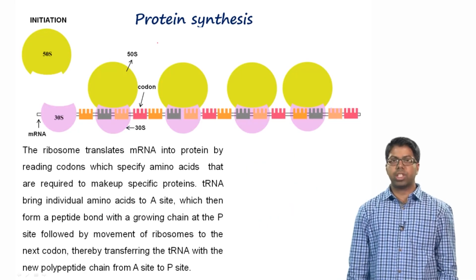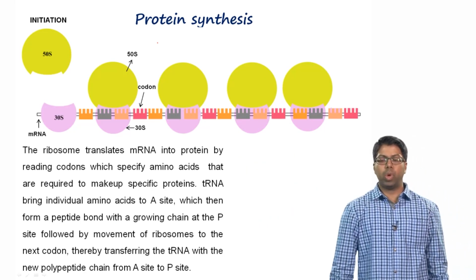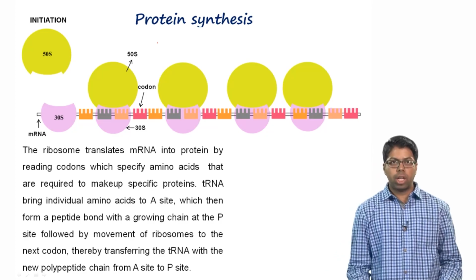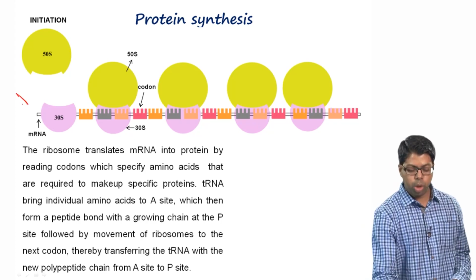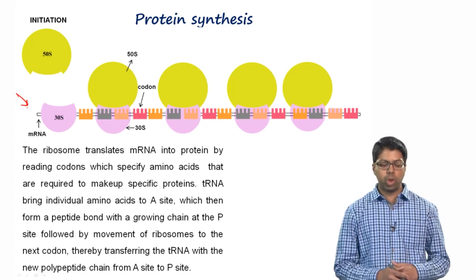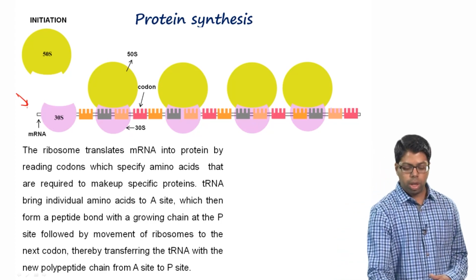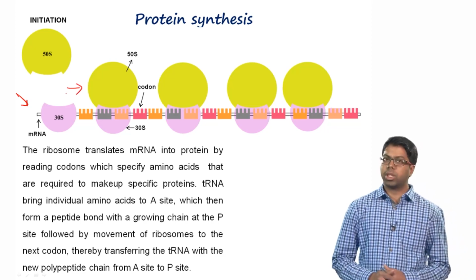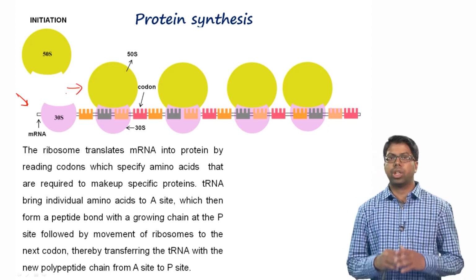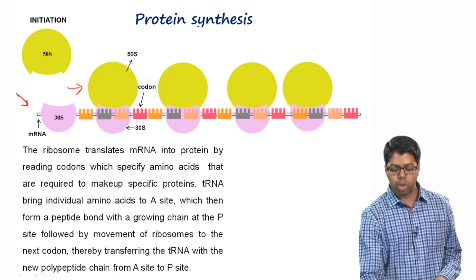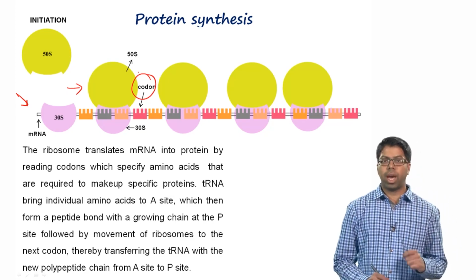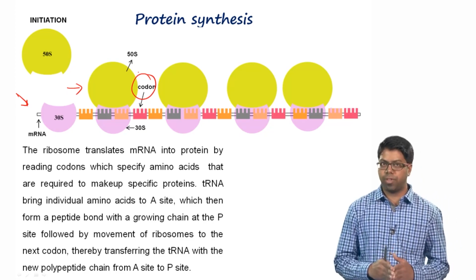Initiation of protein synthesis begins with the binding of formyl methionine tRNA to the start codon present in the mRNA already bound to the 30S subunit. This is followed by recruitment of the 50S subunit, which leads to formation of a complex called 70S. The ribosome translates the mRNA into proteins by reading the nucleotide triplets known as codons, which specify amino acids that are required to make up specific proteins.